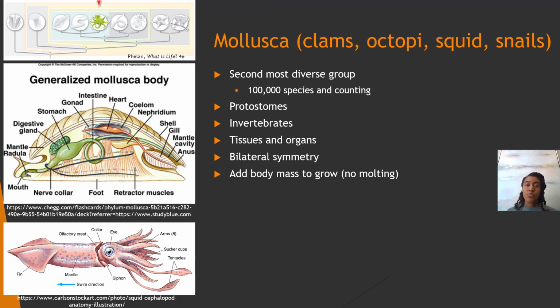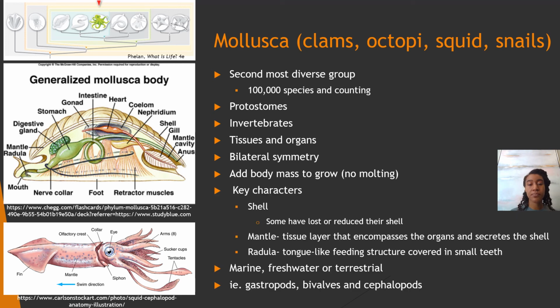Mollusks are protostomes, so their mouth develops first before their anus. They are invertebrates, so they have no backbone, and they do have true tissues and organs. And they also exhibit bilateral symmetry. And when they're growing, they grow by adding new segments to their body plan, so they do not undergo molting.